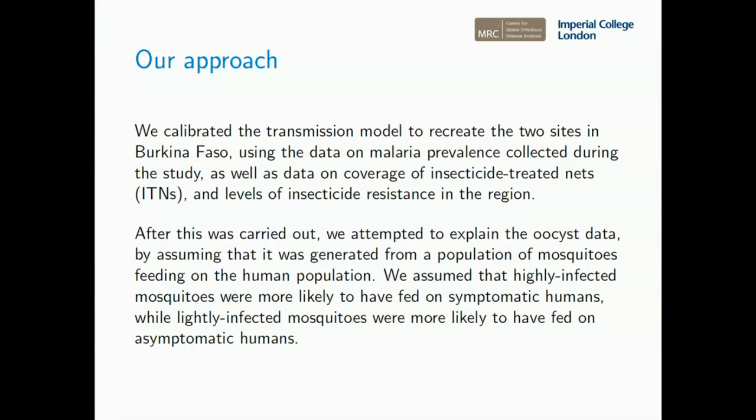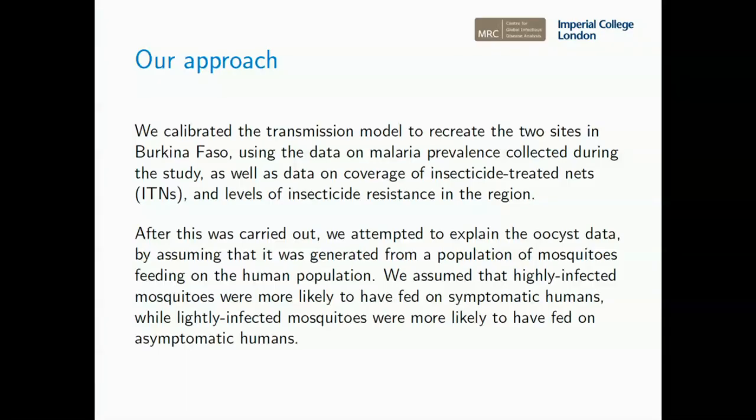We set up the transmission model to roughly characterize the malaria epidemiology in the 2 study sites. This was based on the prevalence data that I mentioned, as well as what we know about net coverage and levels of pyrethroid resistance in the region. Pyrethroid resistance gives a sense of how well the nets are working, not just what the coverage is. Then we try and explain the oocyst data in terms of the mosquitoes that are feeding on the malaria endemic population.